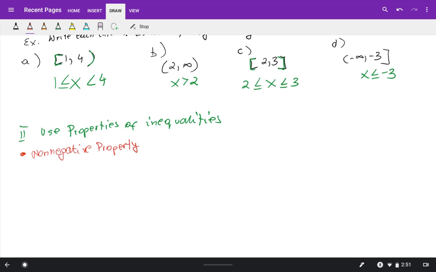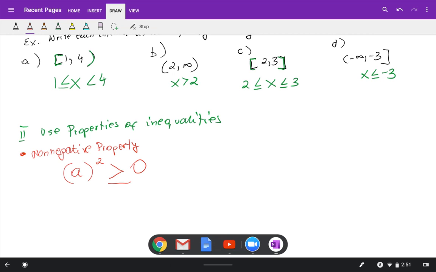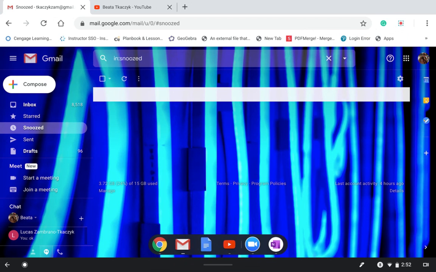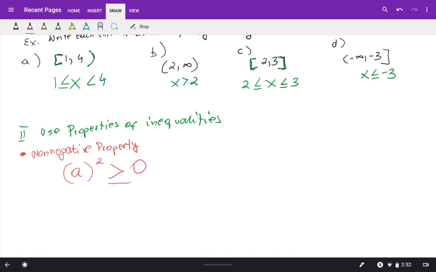That means that any number, square it, it's always greater than or equal to 0. That's the non-negative property. So non-negative property, which definitely makes sense.